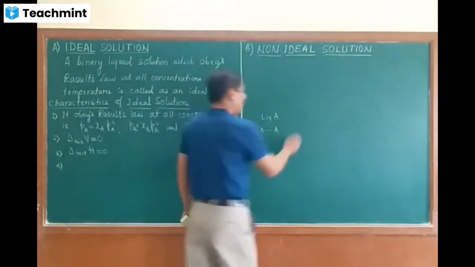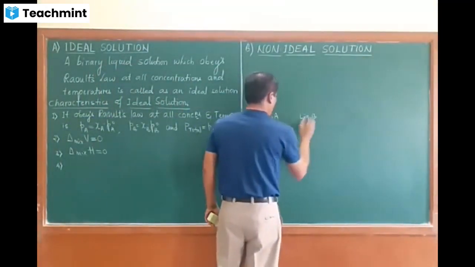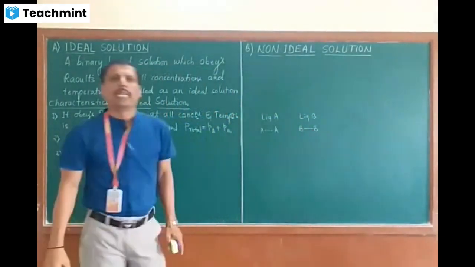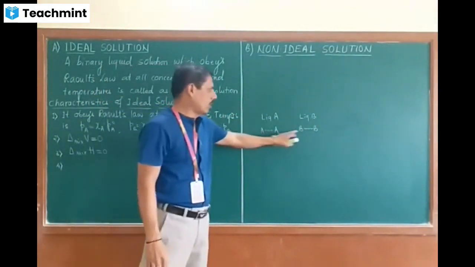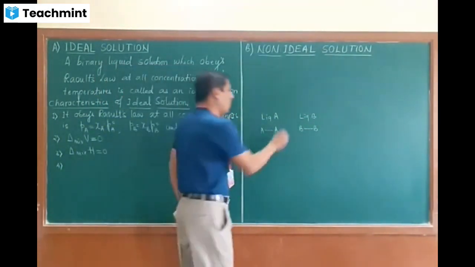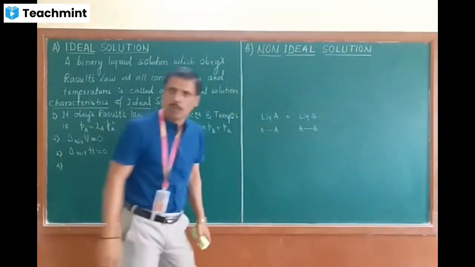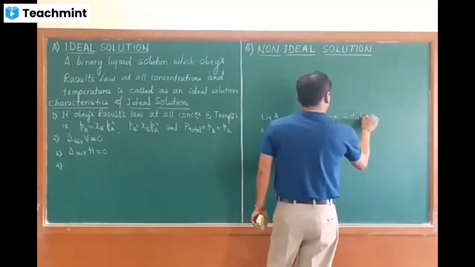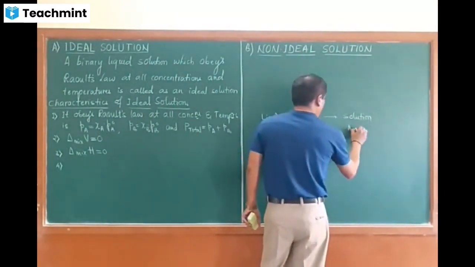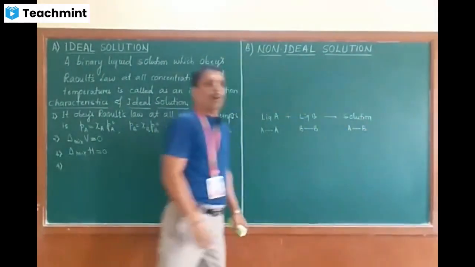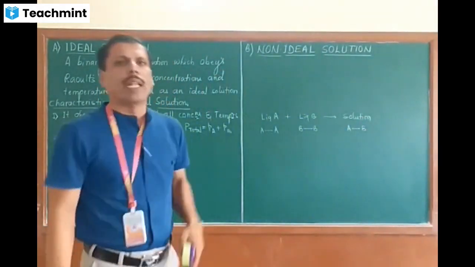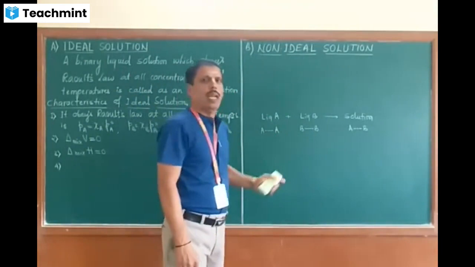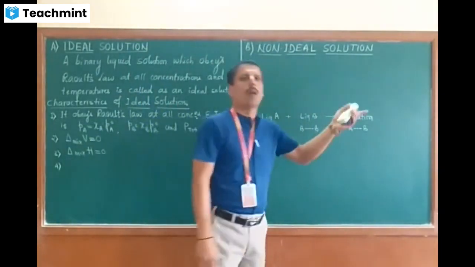And here is liquid B. The interaction between the molecules is called BB interaction. This is AA interaction, this is BB interaction. If we mix these two and get a solution, now we will have new interactions. That is, molecule A will have interaction with molecule B. Molecule A of component A will have interaction with molecule B of component B.